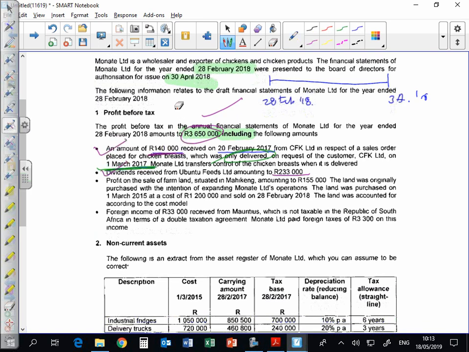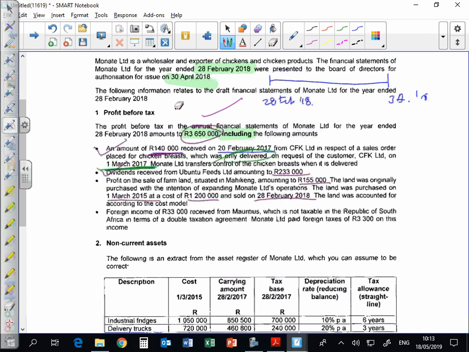Profit on the sale of farmland situated in Mafikeng amounted to 155,000. The land was originally purchased with the intent of expanding Manante's operations. The land was purchased on the 1st of March 2015 at a cost of 1.2 million and sold on the 28th of Feb 2018. The land was accounted for according to the cost model. Right, in terms of our land, we have a profit. Is this a capital profit? Yes. Do you guys agree that our selling price was higher than our cost? Land is a non-depreciable asset, so we have a capital profit.